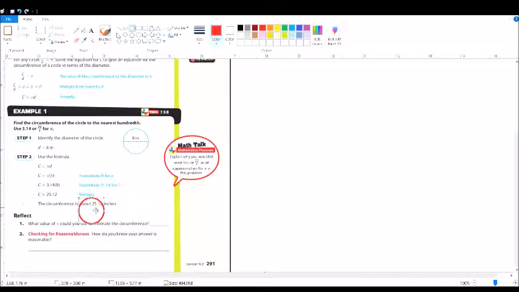So here's some reflection questions. What value of pi could you use to estimate the circumference? Remember, estimates just give you a general value. So what value for pi would be easy to use just to get a rough estimate? That's something to think about. And again, check for reasonableness. How do you know that your answer is reasonable? I would take the answer that you got from your estimate and compare it to the actual answer.